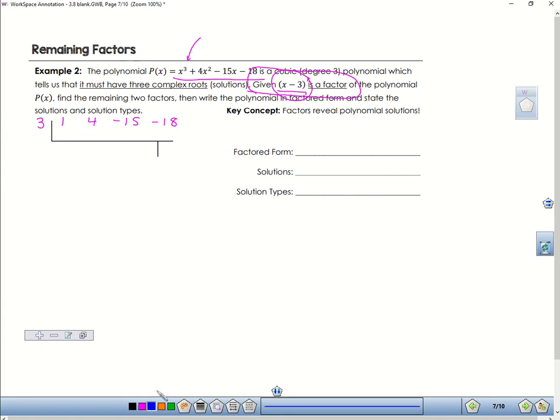Okay, so now from here, we're going to complete our synthetic division. So I bring down my 1. I multiply 3 times 1, which is 3. I add. I multiply. This comes out to be 21. I add, that's 6. And I multiply, and I get 18. Negative 18 plus 18 is 0. So did we get what we expected? Did we expect the remainder to be 0?